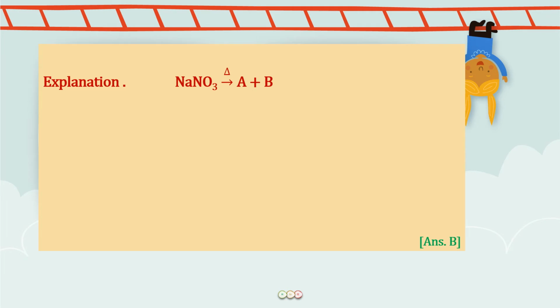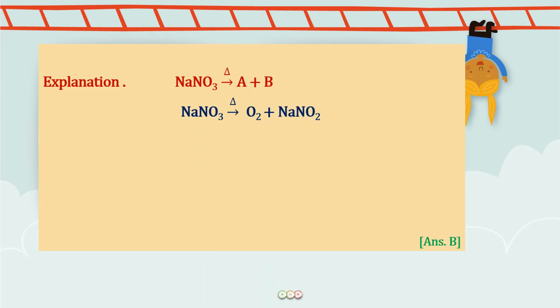So NaNO3 on heating gives us A and B. You have to remember the heating of alkali metal nitrates, and what compounds are going to be formed. There are two kinds of products formed. One is for all the alkali metal nitrates except lithium nitrate, and lithium nitrate is going to give a different type of compounds.